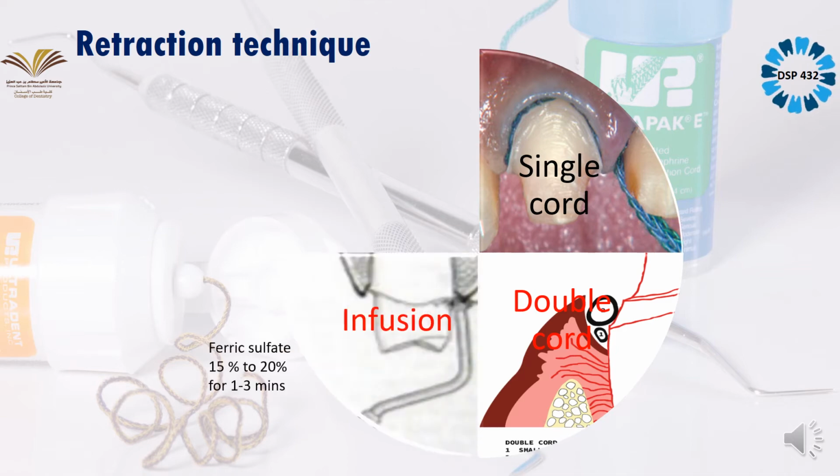Third technique, we have the infusion technique. In this infusion technique, 15 to 20% ferric sulfate is introduced into the sulcus first. Allow it to stay there for 1 to 3 minutes, and then you start your retraction of the gingiva with a mechanical method. Because of this infusion of ferric sulfate, there will be control of the sulcular fluid, there will be control of bleeding if there is bleeding, and on top of that you are doing the mechanical retraction. So this is the infusion technique.